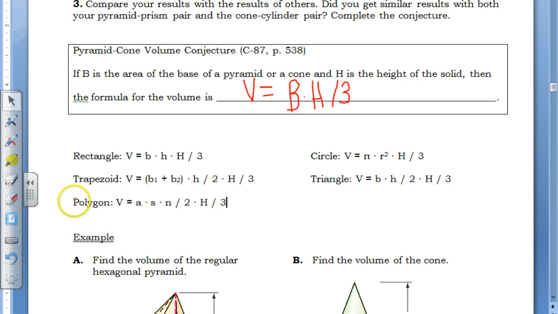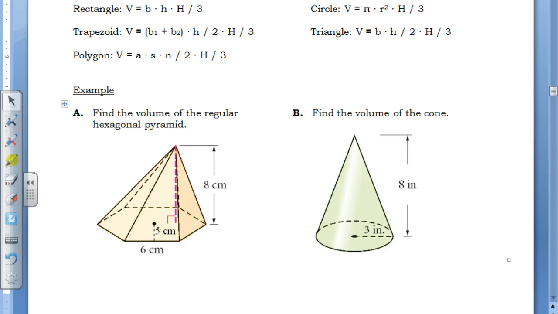So we're going to use this formula first on this example. That is a hexagonal pyramid, so our polygonal formula will work if we make the number of sides 6, because a hexagon has 6 sides.